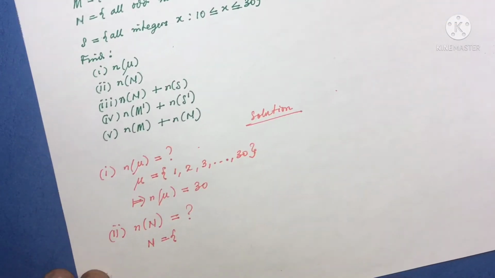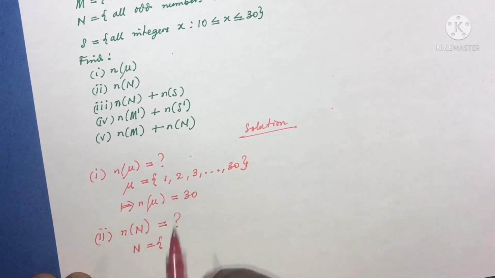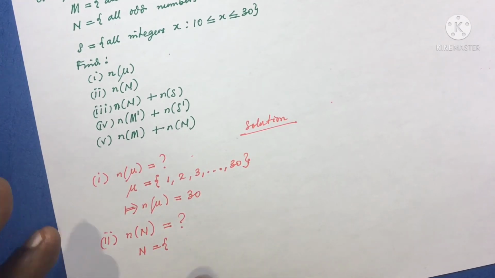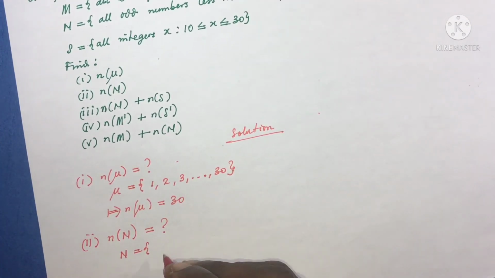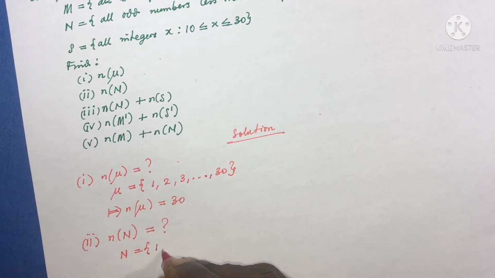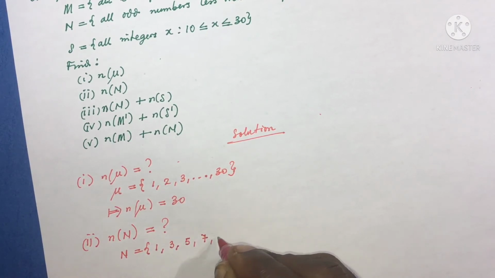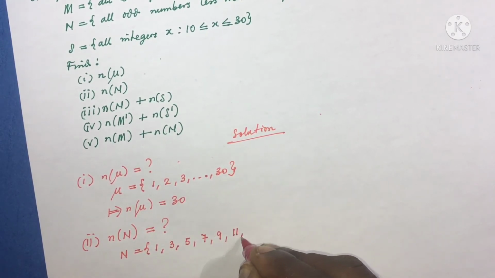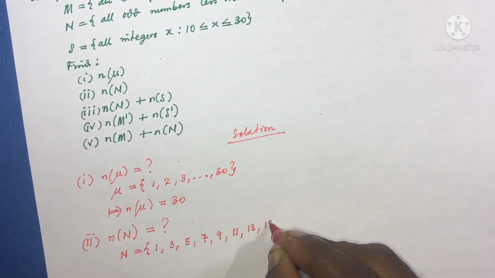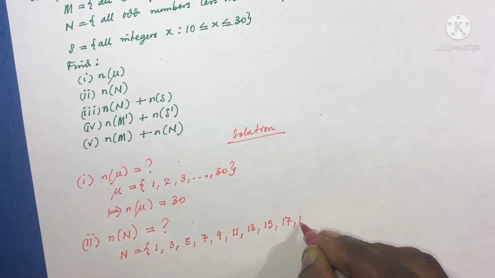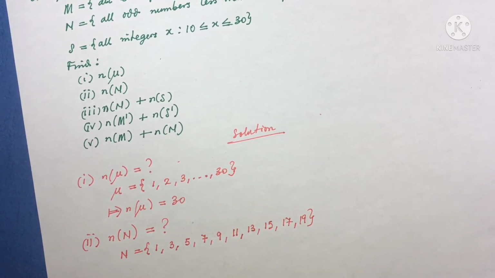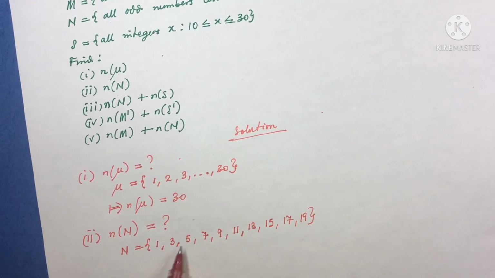Okay, so let's extract from the universal set all the odd numbers less than or equal to 19. Less than or equal to 19 means 19 is included, okay? So from the universal set 1 to 30, let us extract all the odd numbers less than or equal to 19. So I'm going to pick 1, 3, 5, 7, 9, 11, 13, 15, 17, and then 19. So these are all the odd numbers less than or equal to 19, and that makes the set n, okay?